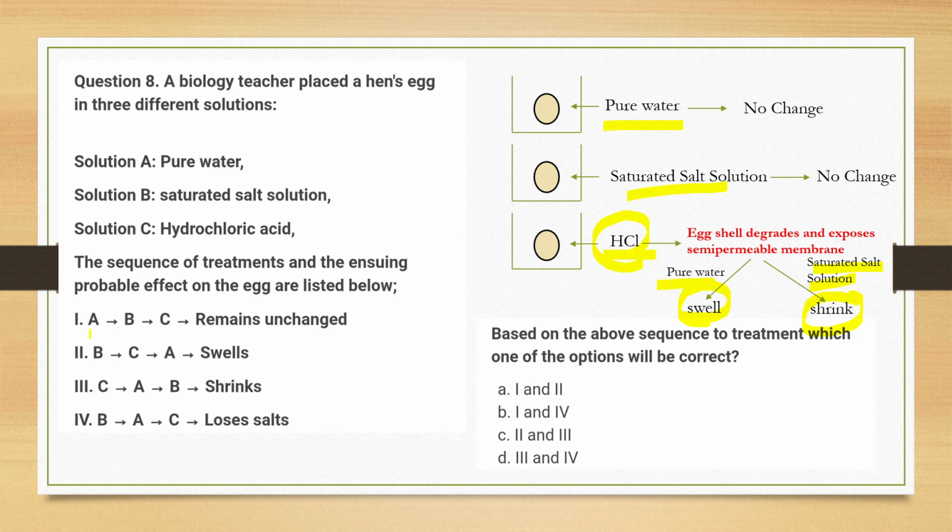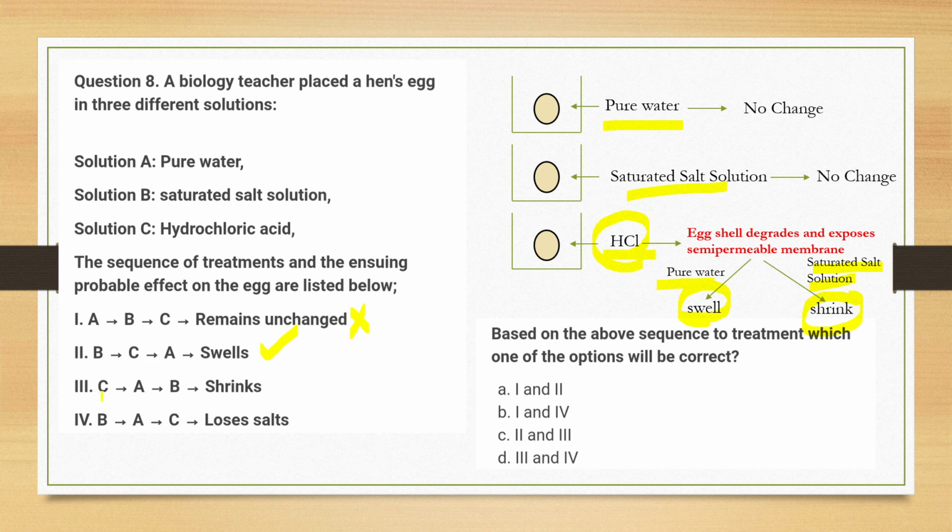First, if you put it in A and B, that means water and salt solution, then nothing will happen. And if you then put it in HCl, the calcium carbonate layer or eggshell will be degraded. But here it is written that the egg remains unchanged, so it is the wrong option. Then if you put it in salt solution, nothing will happen. Then if you put it in HCl, the eggshell will get lost, and then if you put it in water, it will swell. So it is the correct answer option.